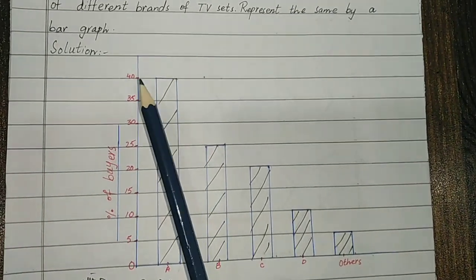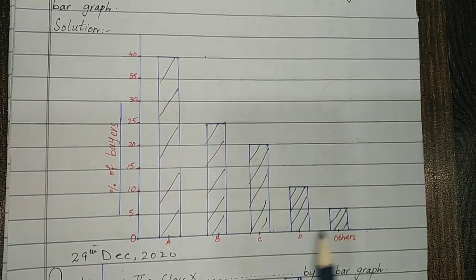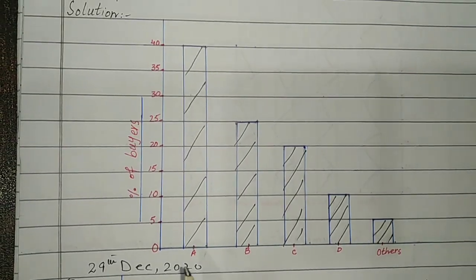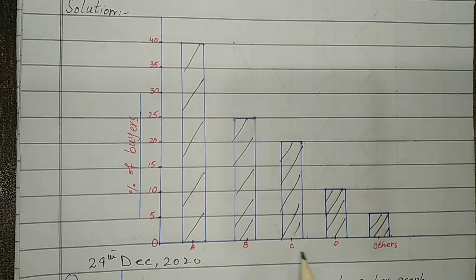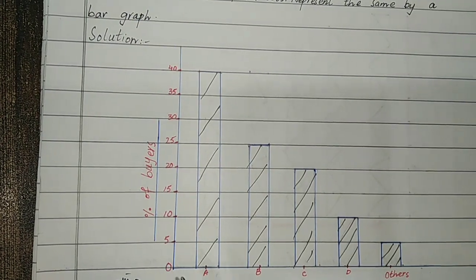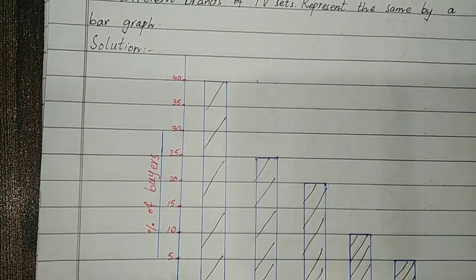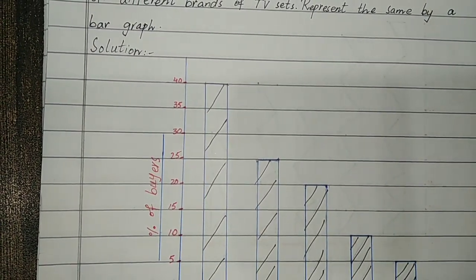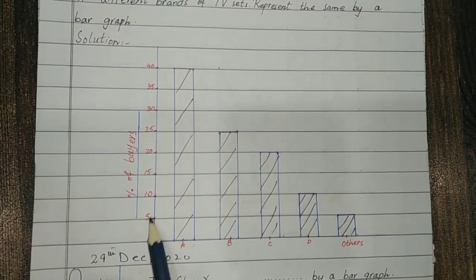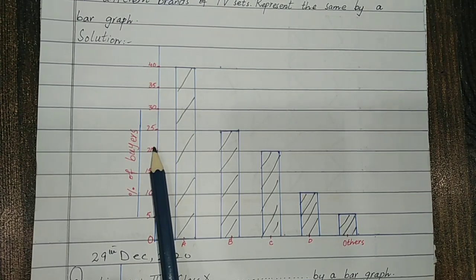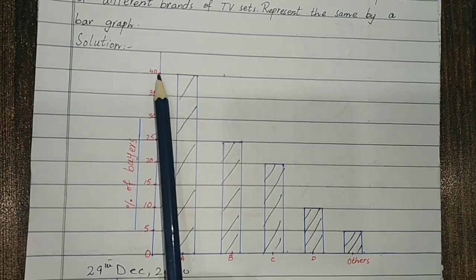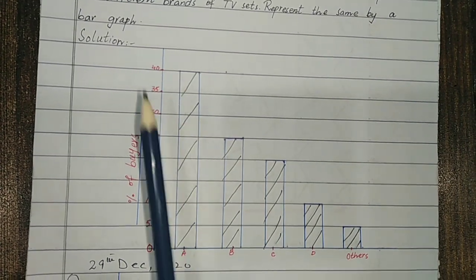Firstly we have to draw the y-axis and the x-axis. On the x-axis we have to show the brands of TV sets, that is A, B, C, D, and others. And on the y-axis, we have to show the percentage of buyers. The percentages of buyers are multiples of 5, that is 5, 10, 20, 25 and 40. So we have to take a gap of 5: 0 to 5, 5 to 10, 10 to 15, 15 to 20, 20 to 25, 25 to 30, 30 to 35 and 40, because our largest number is 40 in the percentage of buyers.